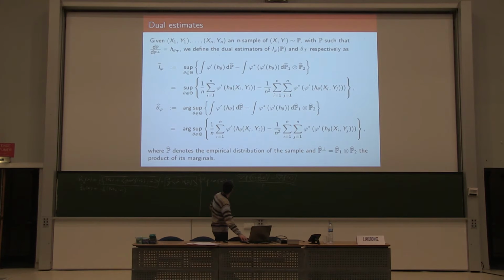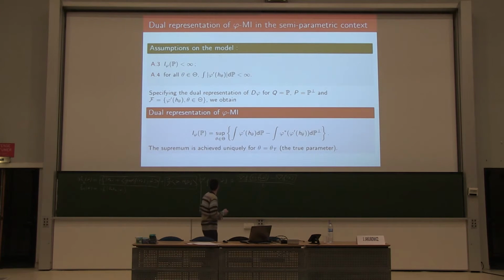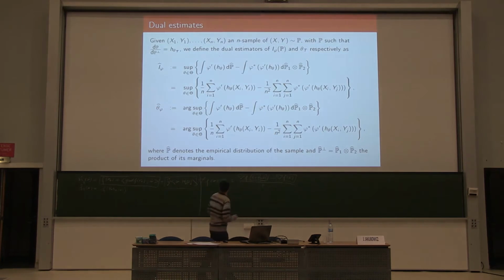Okay. So the advantage of this dual formula is that when you plug the empirical counterparts of the joint distribution and the marginal, then you can compute the supremum, and you obtain something that is not degenerated as previously.